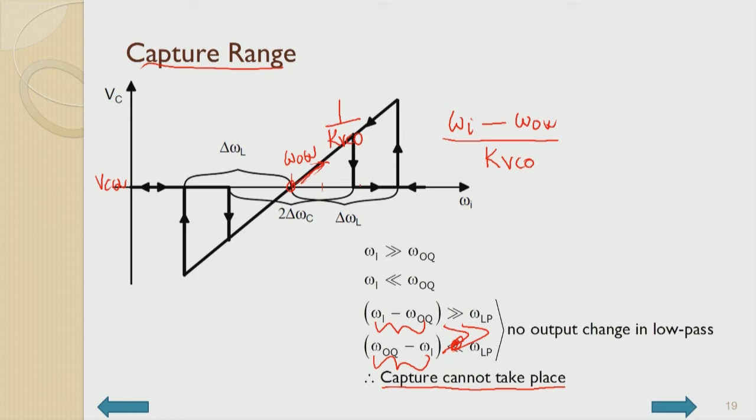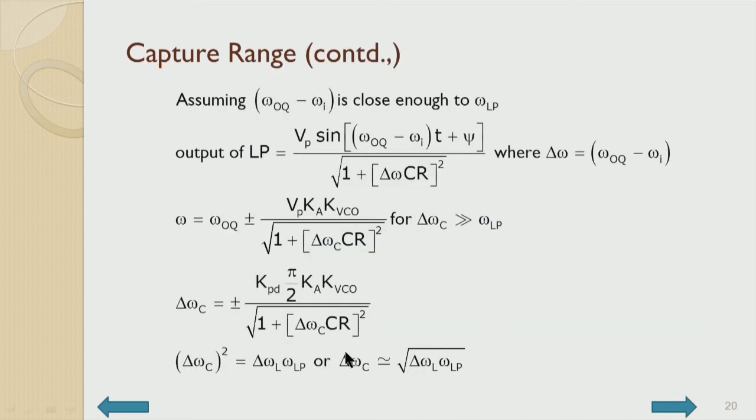So, first for it to lock, it has to come within the capture range, then it can lock and maintain itself in the lock range. Please remember this, capture range is always less than the lock range. So, we are now trying to establish mathematically, by making drastic approximations, how the capture range can be roughly evaluated. So, closely follow what I am trying to explain.